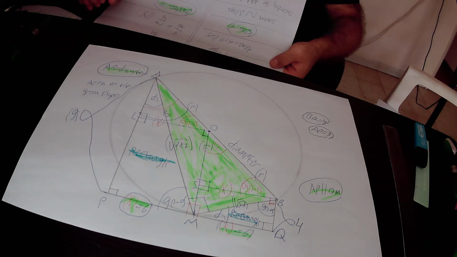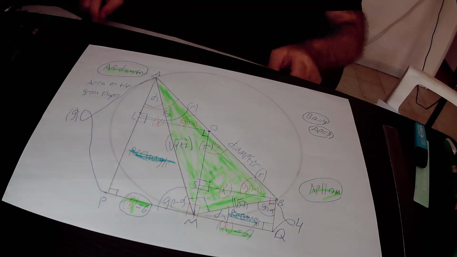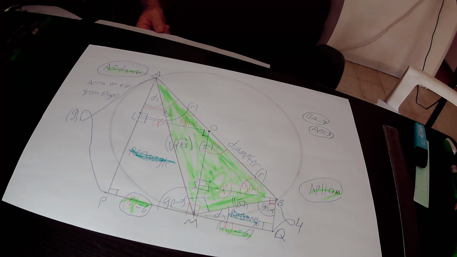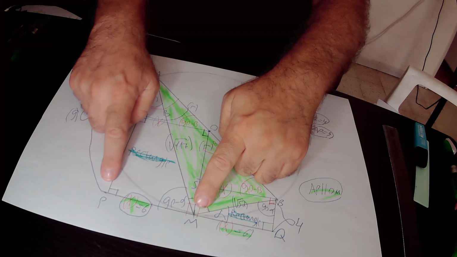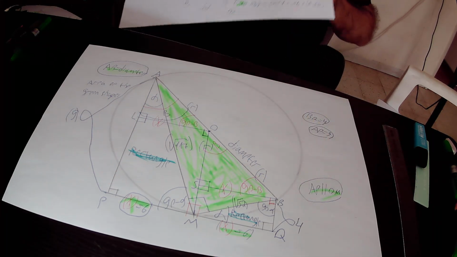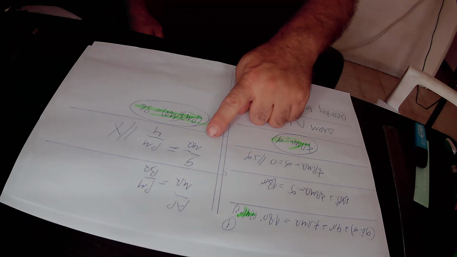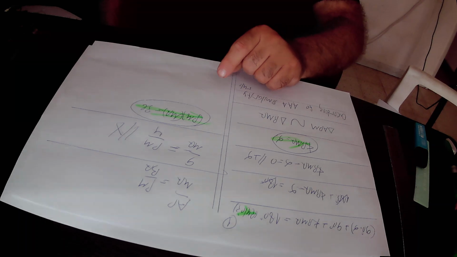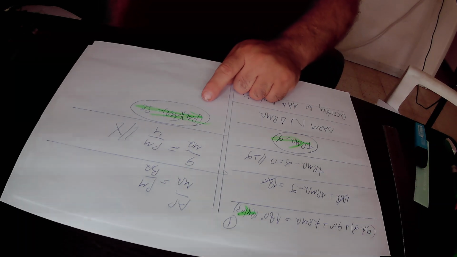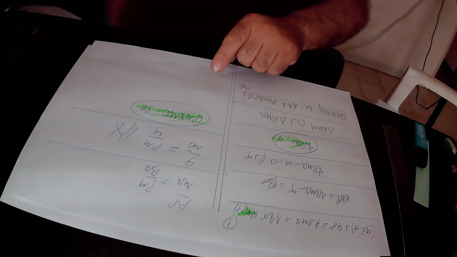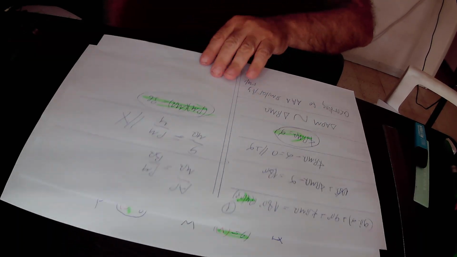AP is 9, over MQ. MQ is the missing side, so we use a letter for it, and it is equal to PM. PM is also the missing side, over BQ. BQ is 4. So in total, we found that 9 over MQ equals PM over 4. Here we cross multiply this equation, and we find that PM times MQ equals 9 times 4, that is 36. Okay, there we found out that PM times MQ equals 36.